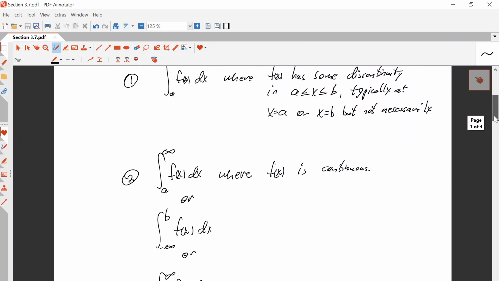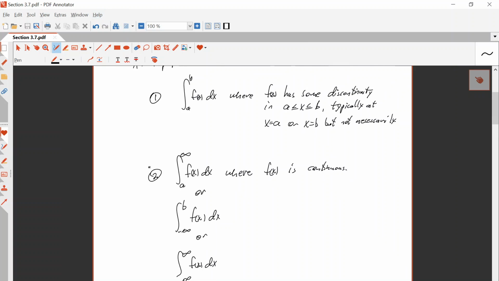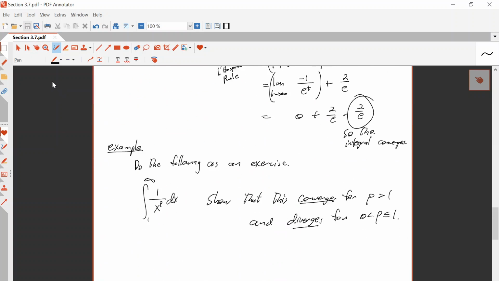Right, the first type, well, I mentioned it second here, but the first type is the integral from a to infinity of f(x) dx, or minus infinity to b of f(x) dx, or minus infinity to infinity, where f is still continuous. Now we want to discuss the type where you have the integral from a to b where f(x) is not continuous. Okay, it's discontinuous at some point, typically at the endpoint, a or b. So let's discuss that type.